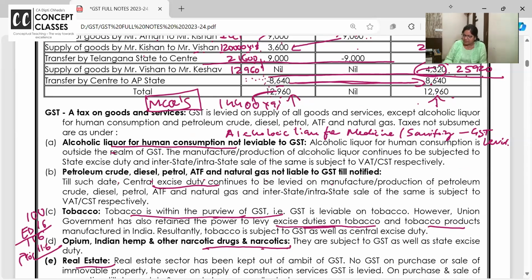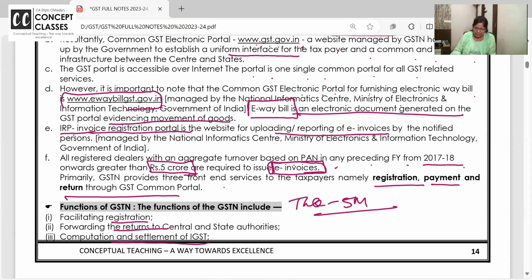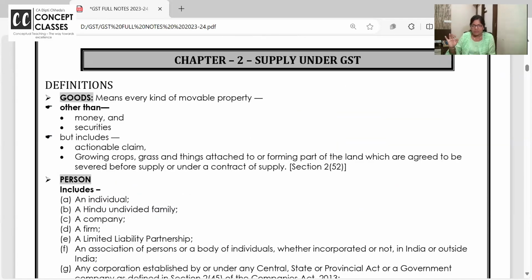We are closing the chapter, but without any break. 10 more minutes, we are going to chapter 2. As I said, chapter 2 has a lot of definitions, and I'm not going to discuss these definitions in every chapter. Let us start with some definitions which are very relevant for the next chapter, that is supply.